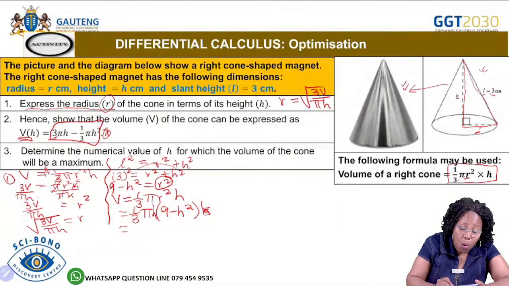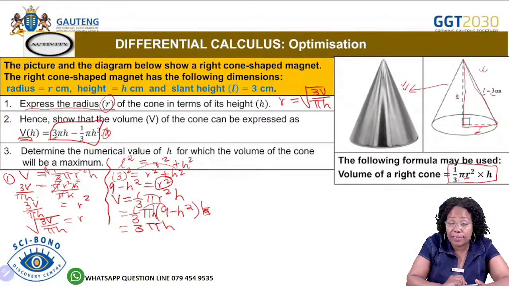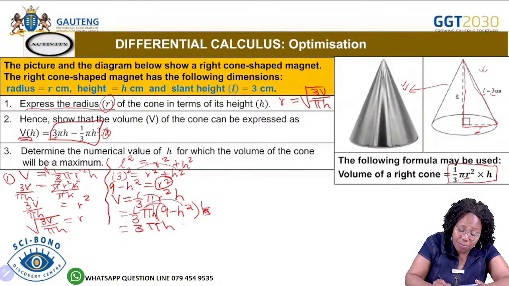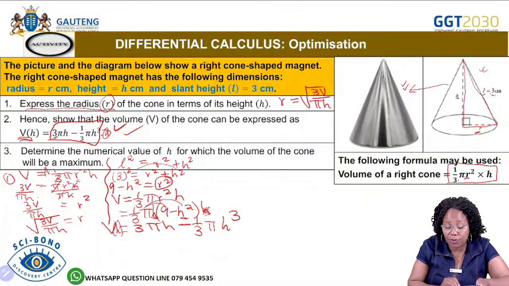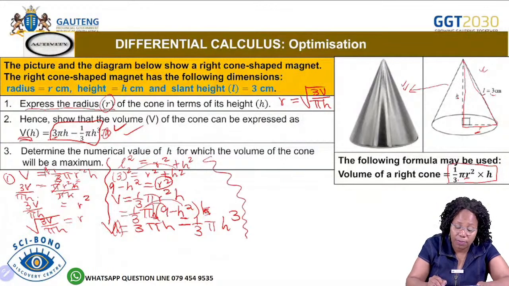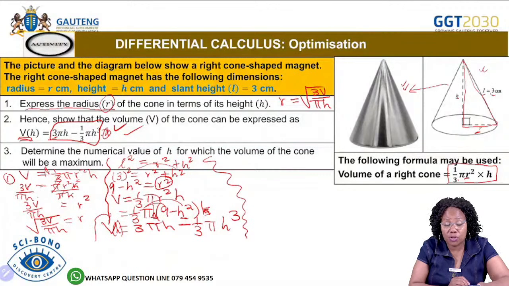So that will be 1 over 3 h times 9. So 1/3 of 9 is 3. That is 3 pi h. We are distributing this to 9. And then secondly, the whole thing again multiplied by h squared. That will be minus 1 over 3 times 1 is 1 over 3. And then we have a pi, and then h by h squared, this will be h cubed. Can you see? That is exactly what is expected of you in terms of volume, in terms of h. Alright, that is your number 2.